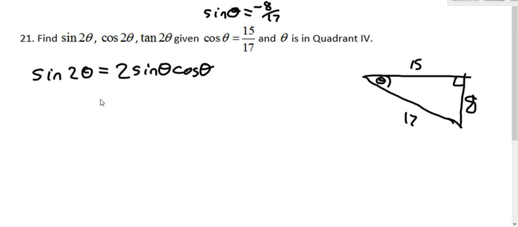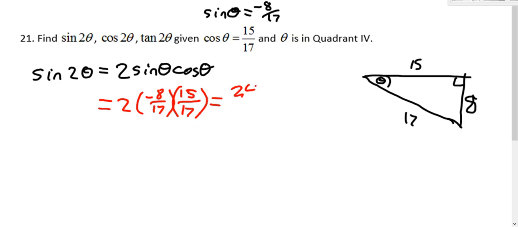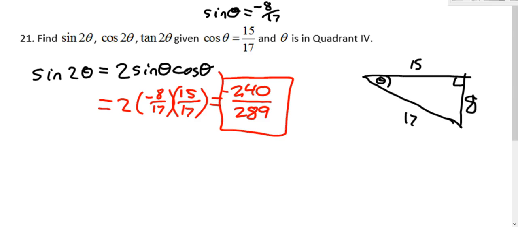So sine 2 theta is 2 times negative 8 over 17 times cosine, which is 15 over 17, which is negative 240 over 289. So that's sine 2 theta. Now to get cosine 2 theta.